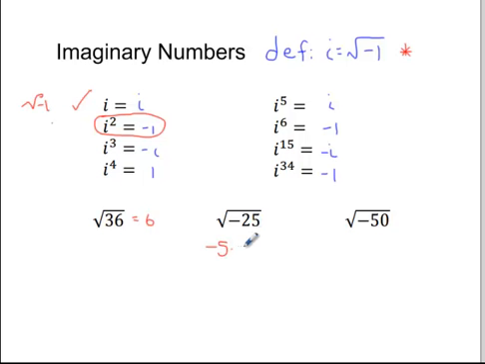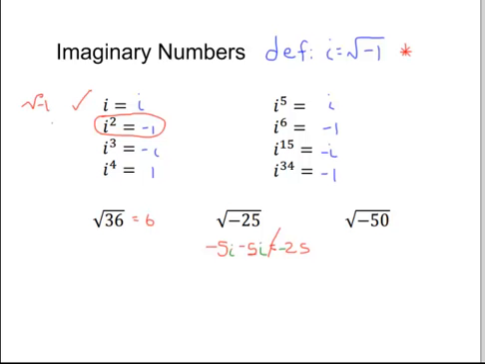Negative 5 times negative 5 equals 25, that doesn't give you negative 25, so that's just not true. So slash through that equal sign. But if you have negative 5i times negative 5i, i squared is negative 1, that means you have a negative 25. So it's really negative 5i.